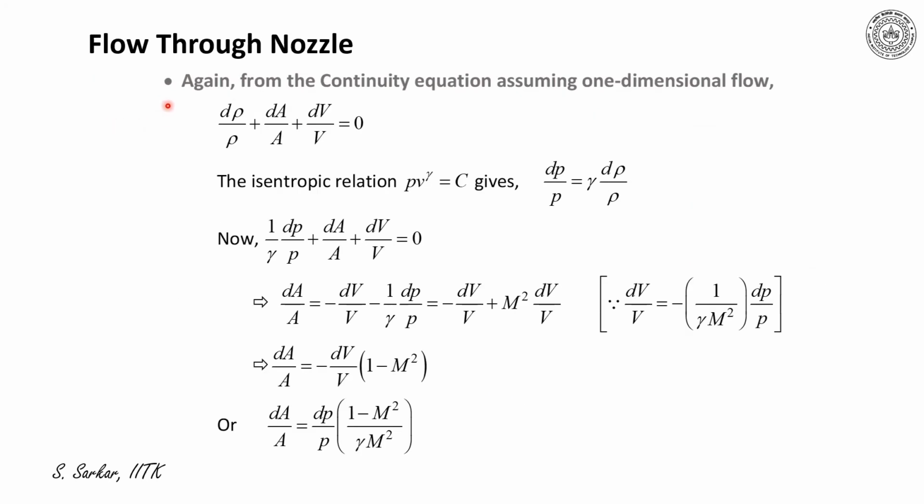Again, from the continuity equation, assuming one-dimensional flow, we have d rho by rho plus dA by A plus dV by V is equal to 0. Now, the isentropic relation for a perfect gas can be expressed by P V to the power gamma is equal to constant, which can be put in the form dP by P is equal to gamma into d rho by rho. Now d rho by rho in the continuity equation can be replaced using the isentropic relation. Thereby the continuity equation becomes 1 by gamma dP by P plus dA by A plus dV by V is equal to 0. Thus, we can write dA by A is equal to minus dV by V minus 1 by gamma dP by P.